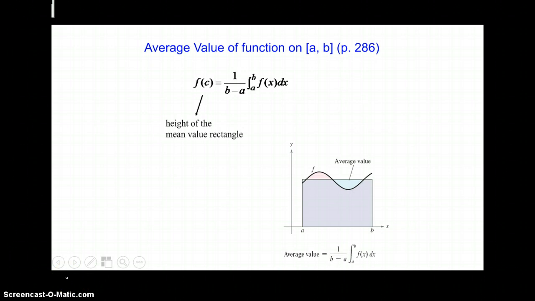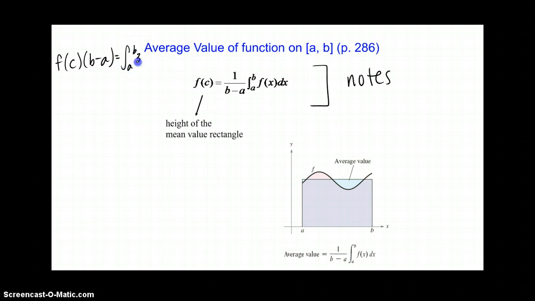Alright, now the average value of a function. Okay, put this in your notes, and I'll talk about the picture. So this is what the mean value theorem says. This should be f of x. Look at what the average value function is. It's just the mean value theorem solved for f of c. So dividing both sides of the mean value theorem by b minus a, we get our average value function.